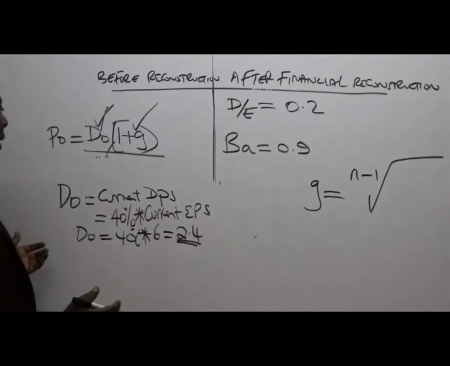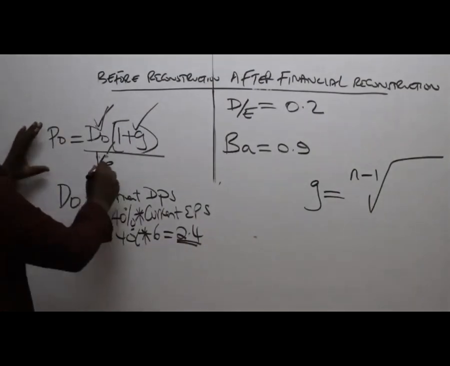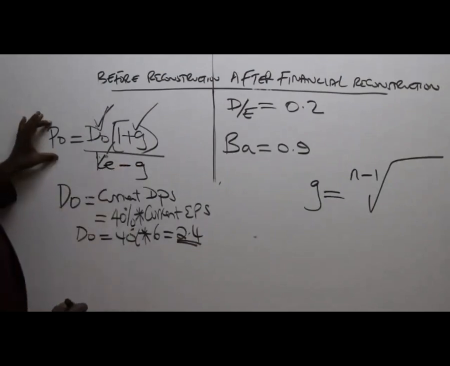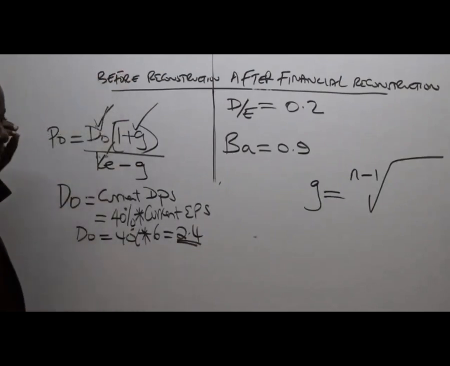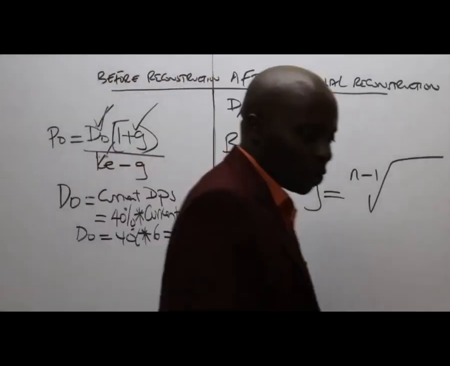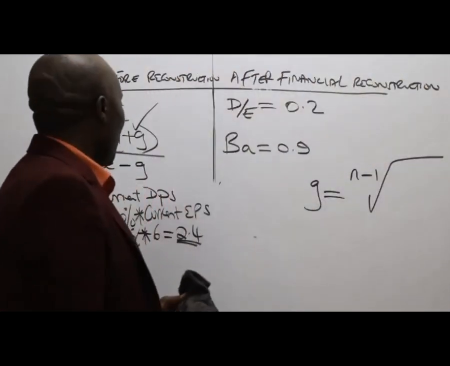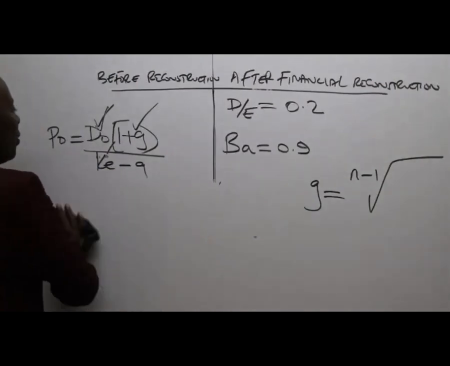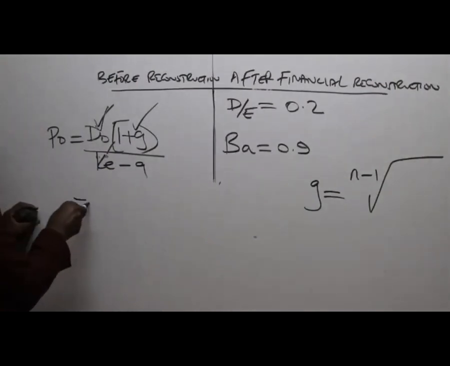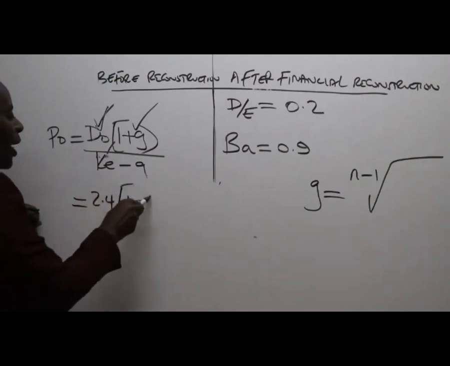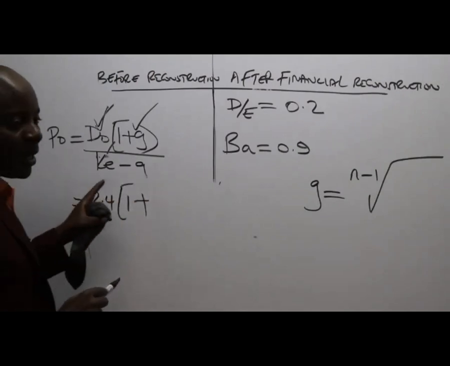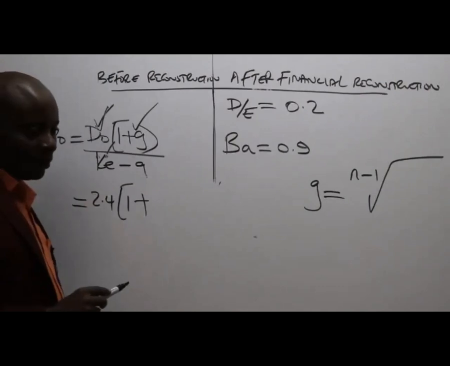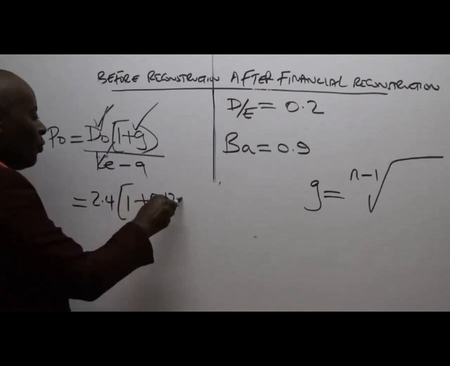Now we have everything. Please plug in to give us the P0 before reconstruction. So do we have our D0? Yes, our D0 is 2.4. Do we have the growth rate? Is there somebody who can remind us what growth rate we got? It was 0.12. Thank you very much.